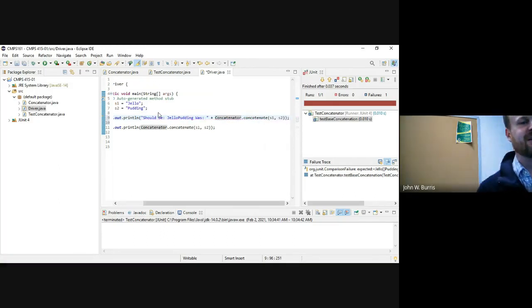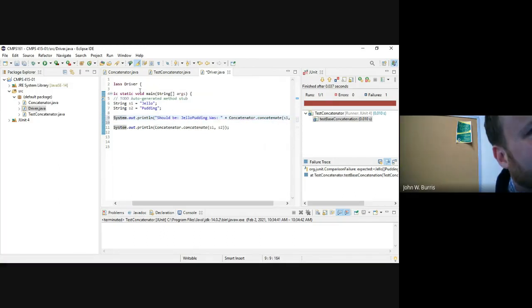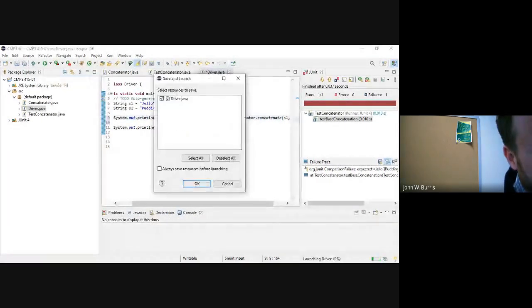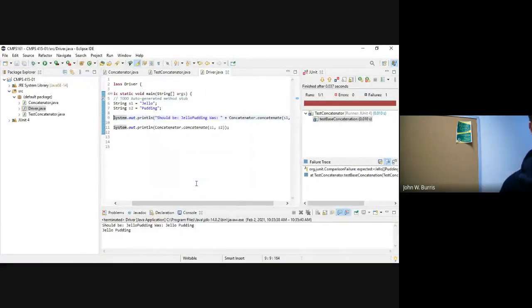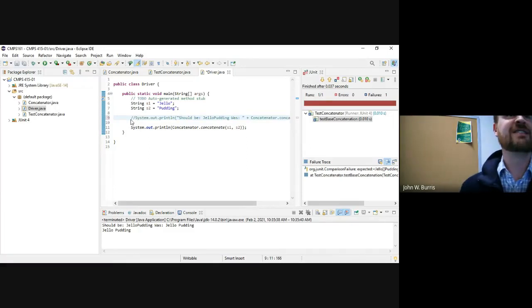Anybody have a printout like this, and you run it inside of your code to quote debug it? Should be jello pudding, was jello pudding. So then you fix it, and then you comment it out. And the way you save off your test cases, you have all the comments there, right? I mean, that's the way we do it. And I still do it that way. We all do it that way, especially in competitive coding. We do it all the time. But this is a little bit kludgy.